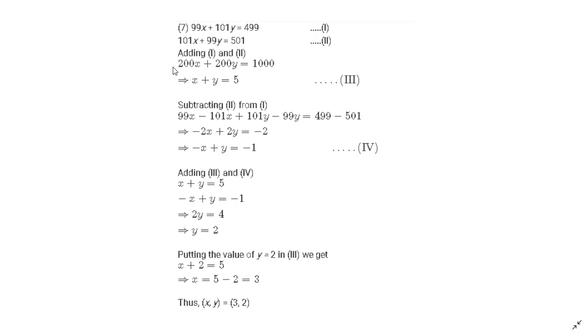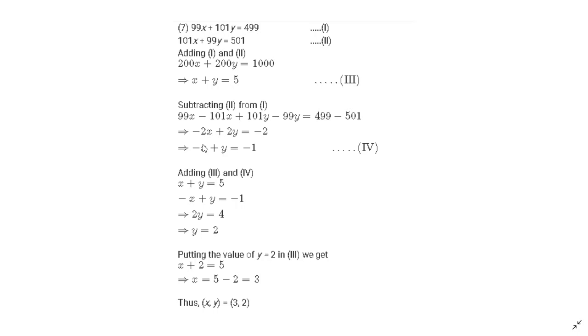Now we divide them all by 200. If we divide this equation by 200, 200 by 200 is 1, 200 by 200 is 1. So x plus y, and 1000 upon 200 is 5. So we get a simpler equation.